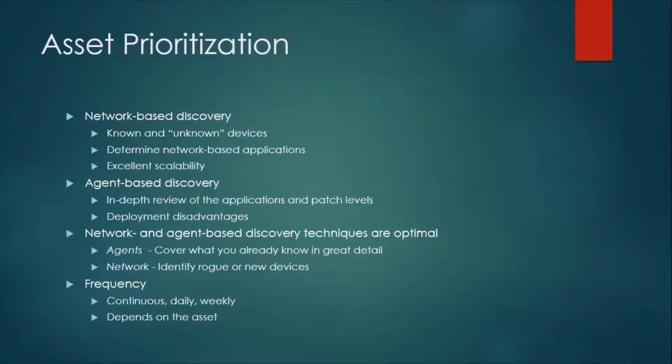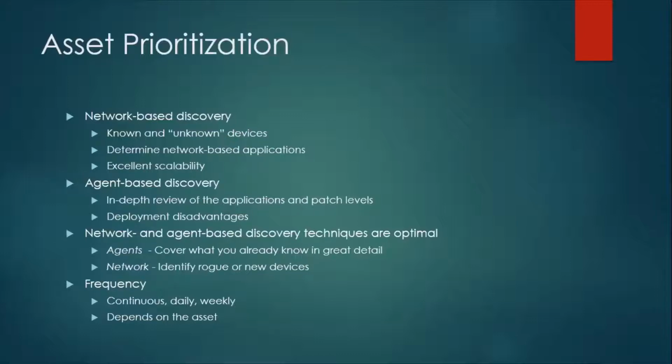Then you have your agent-based discovery, like in-depth review of applications and patch level. You have disadvantages as well. So what you do is you have your scanning agents deployed across the environment, even on desktops and servers, which will act as information gathering for a local machine, which reports it to the central server. They gather a lot of information from the endpoint, and then based on application patching level and everything else, give out the information about the risk level for an asset.